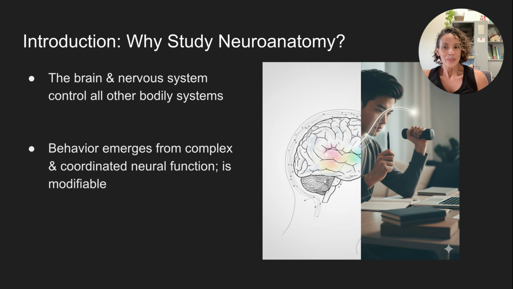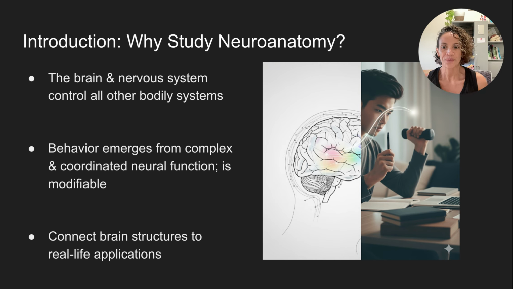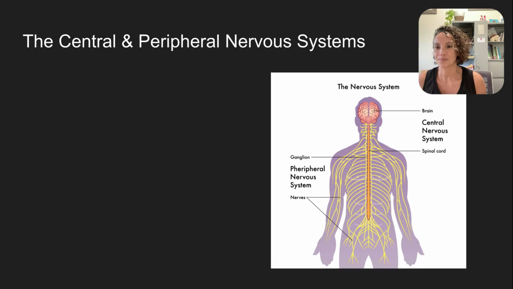All your behavior, often complex, sometimes simple, emerges from coordinated neural function. And these brain and nervous circuits are modifiable. That's the good news. You have some influence over them. And so we're going to learn about these different structures and connect them to your life and have some tips in there that will allow you to make the most of neuroplasticity, your brain's ability to change with experience.